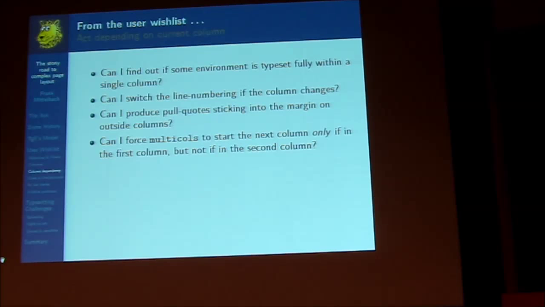The second one is the same type. Somebody was asking, can I have my line numbering in something like a verbatim environment that automatically puts line numbers on the code, and switches from left number to right number if I go from the first column to the second column? Those kinds of things. Pull-out quotes.